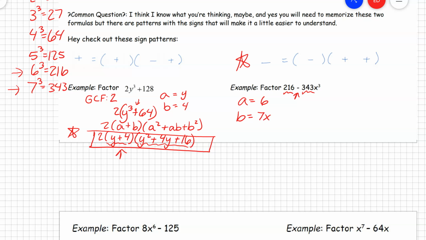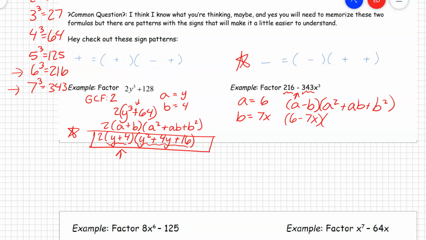Alright, so into our basic formula where we have A minus B times A squared, not minus AB, that should be plus AB plus B squared. Alright, so we're going to go ahead and just substitute into our formula. So A is 6, so 6 minus 7x.